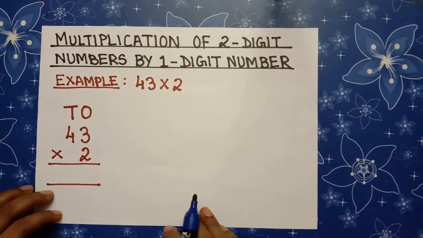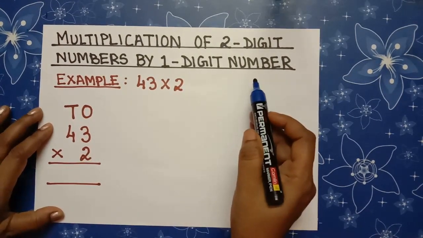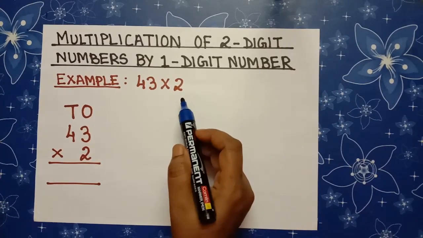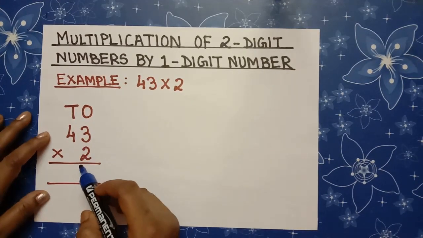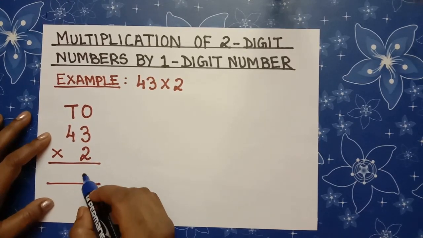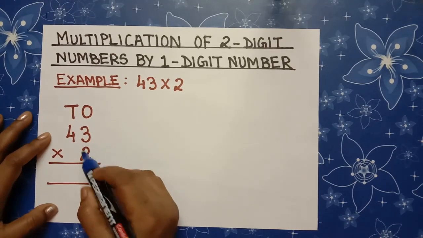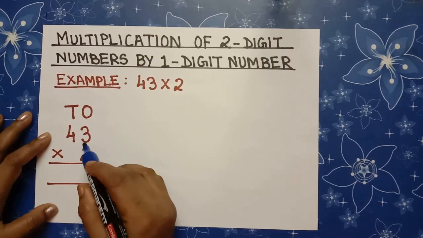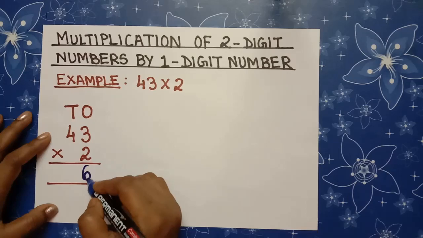Now we come to the multiplication of 2-digit numbers by a 1-digit number. For example, 43 into 2. Write the numbers one below the other like this. 43 into 2. Always start with the ones. First what will we do? Multiply the ones digit by 2. 3 ones into 2 is equal to 6. 3 twos are 6. Write 6 in the ones place.